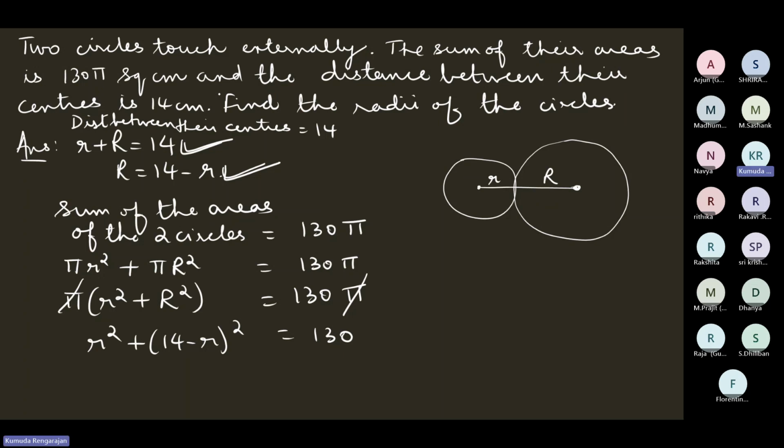The sum of their areas is 130 pi. That means pi r squared plus pi r squared is equal to 130 pi. Pi is common, pi gets cancelled on both sides. And now you have r squared plus r squared is equal to 130. So you have to substitute. You can either replace small r with 14 minus capital R or capital R with 14 minus small r.